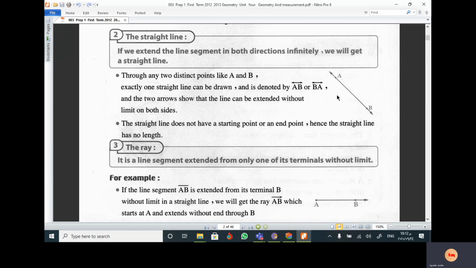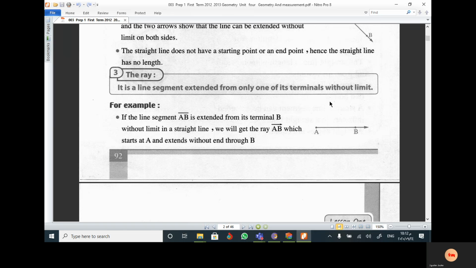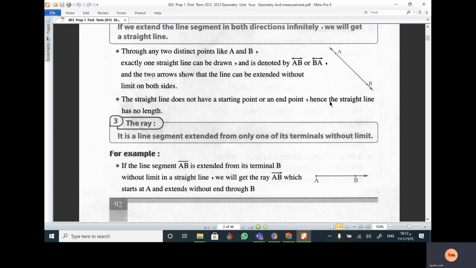Straight line you can denote by straight line AB or straight line BA. You can start from A or you can start from B. And the straight line you can't measure it with your ruler.